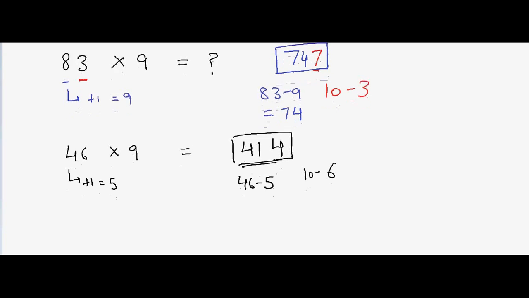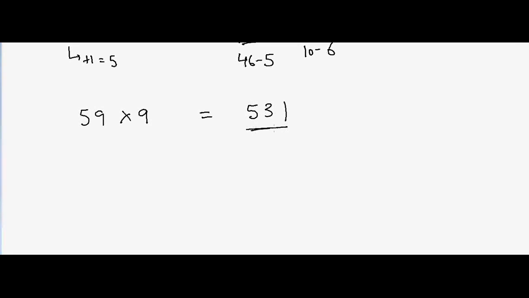Now let's try it faster for some other number. Suppose I have 59 and I want to multiply by 9. In that case, 10 minus 9 is 1. So the last digit is 1, and then 5 plus 1 is 6. 59 minus 6 is 53. So 531 will be my answer. So you can see that I can do the calculation very fast.